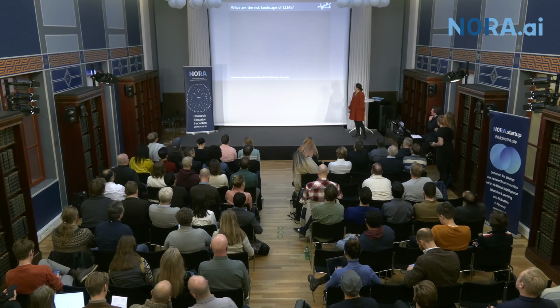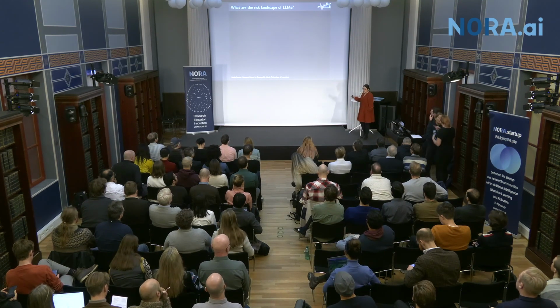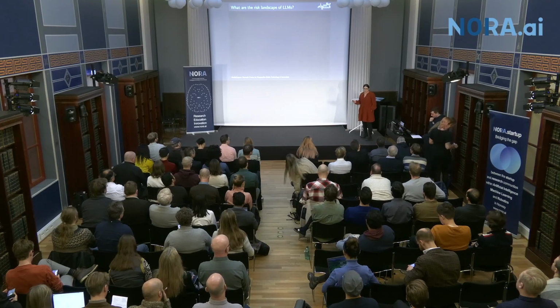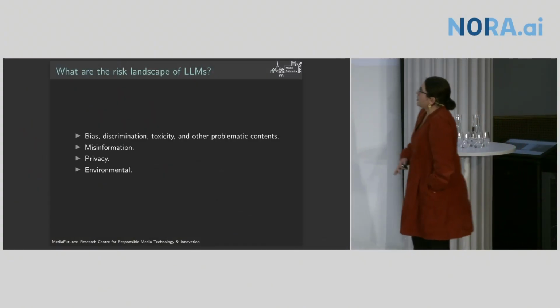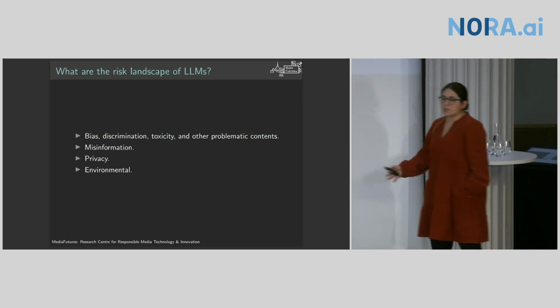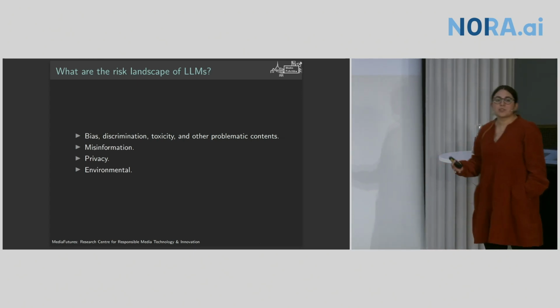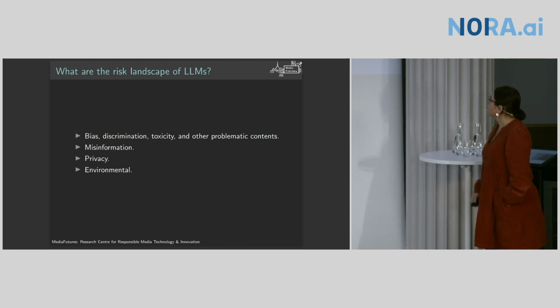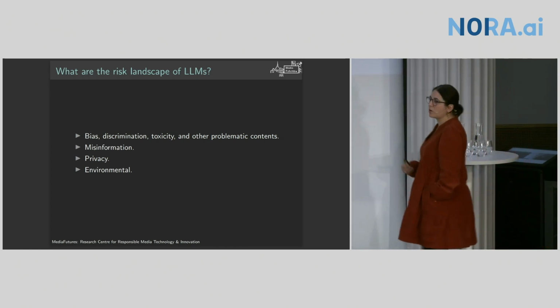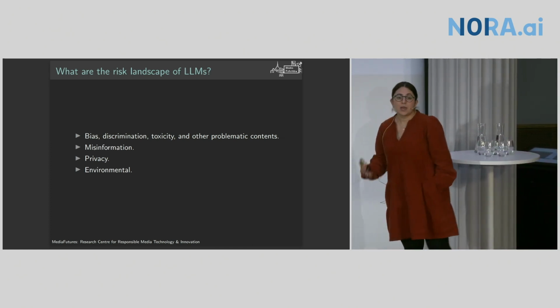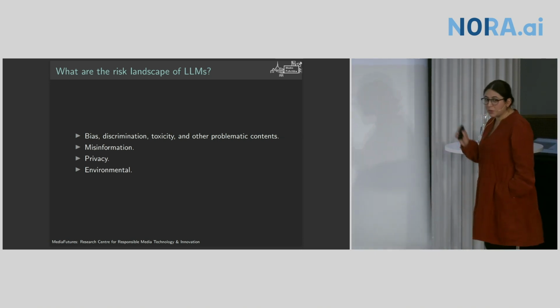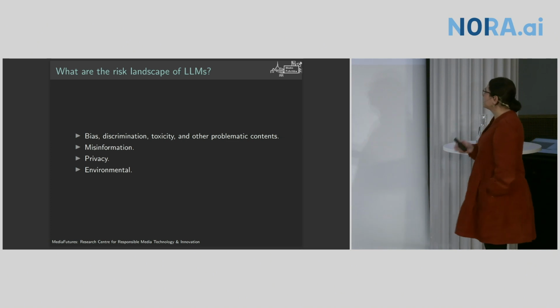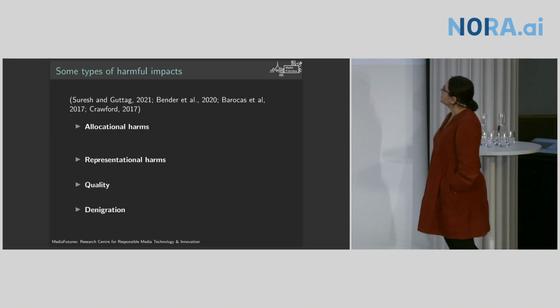To start with, I wanted to give you some of the risks. This is not an exhaustive list, it's just some examples, because I don't have time to cover all of them. But there are quite a lot of bias, discrimination, toxicity, and other harmful implications of using language models. They carry a lot of misinformation, there are problems with privacy, and of course, they have some environmental harm. These are the ones I'm going to touch upon today, not with too many details, but at least to give you an overview.